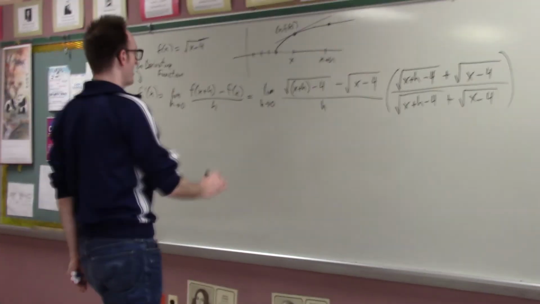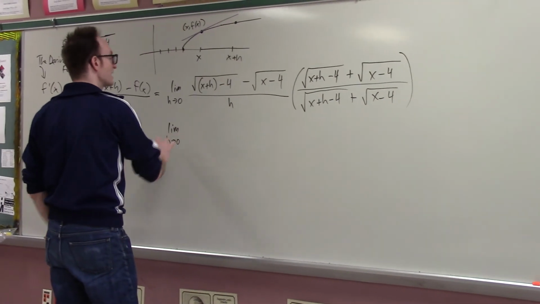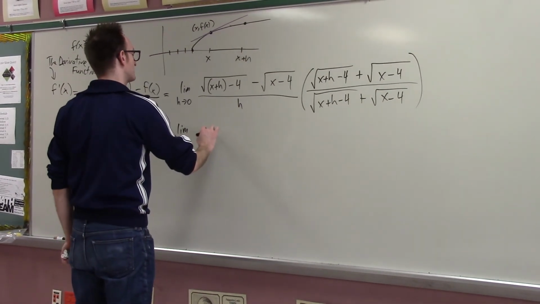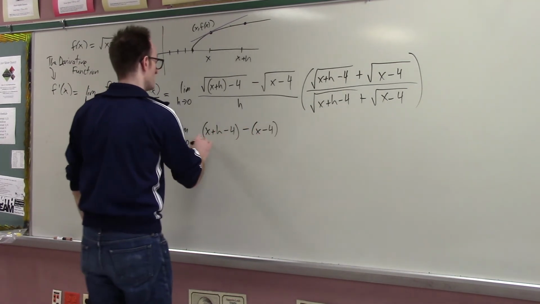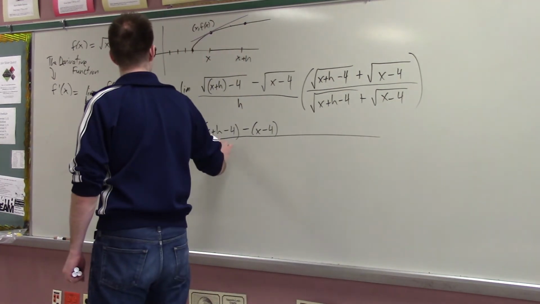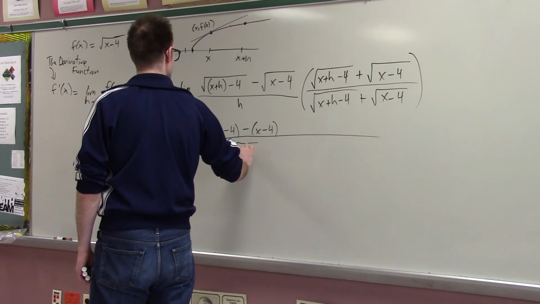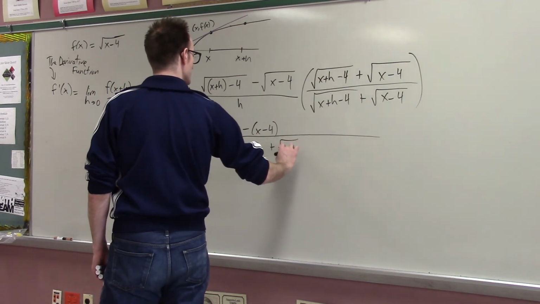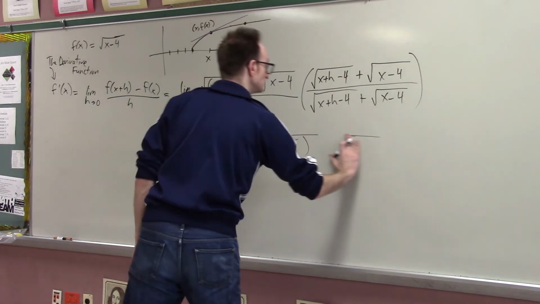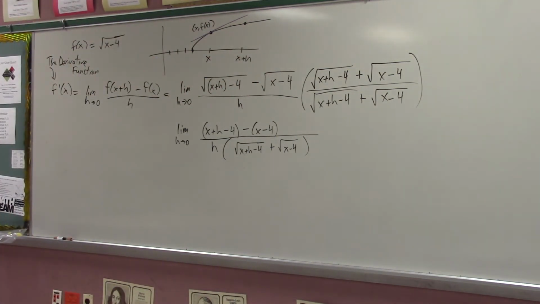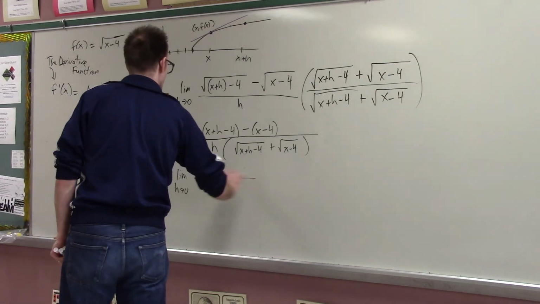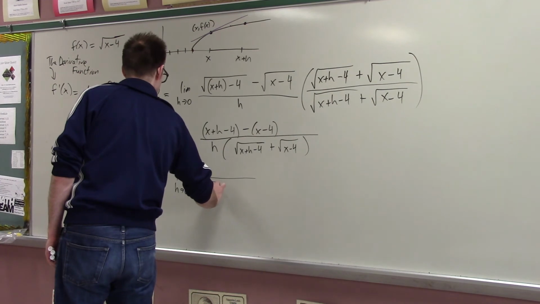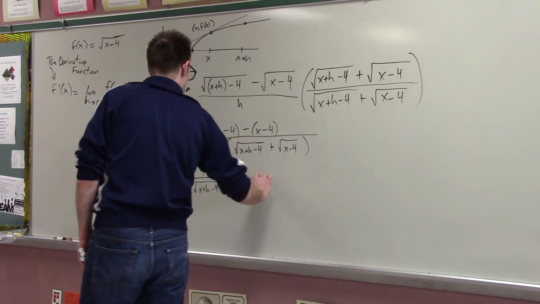Whoa, what happens now? We get x plus h minus 4 minus x minus 4, all over h times root x plus h minus 4 plus 2. And then the top becomes just h, yeah? Yeah, and then that cancels. So this becomes the limit as h goes to 0 of 1 over root x plus h minus 4 plus root x minus 4. Oh, and now it's no longer indeterminate.